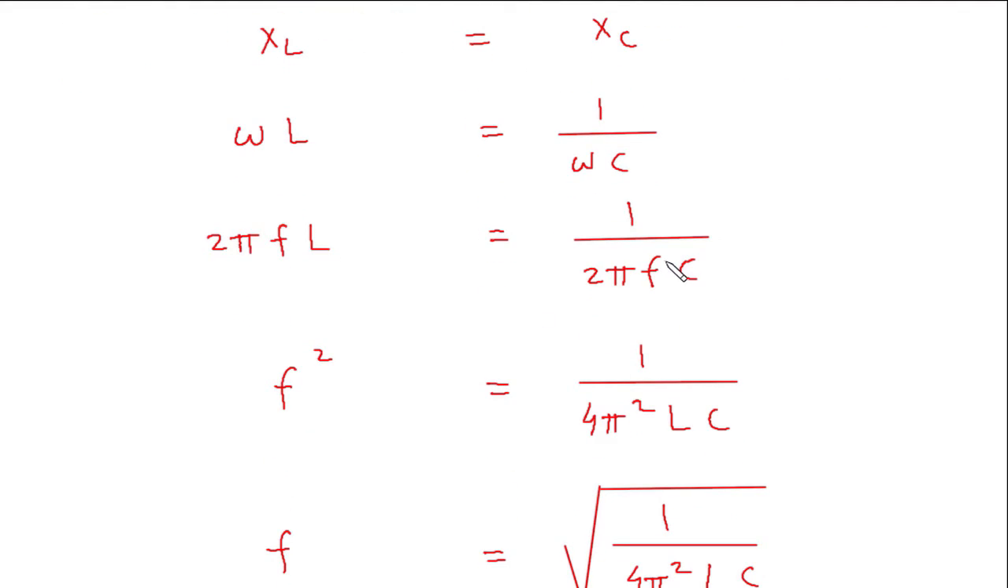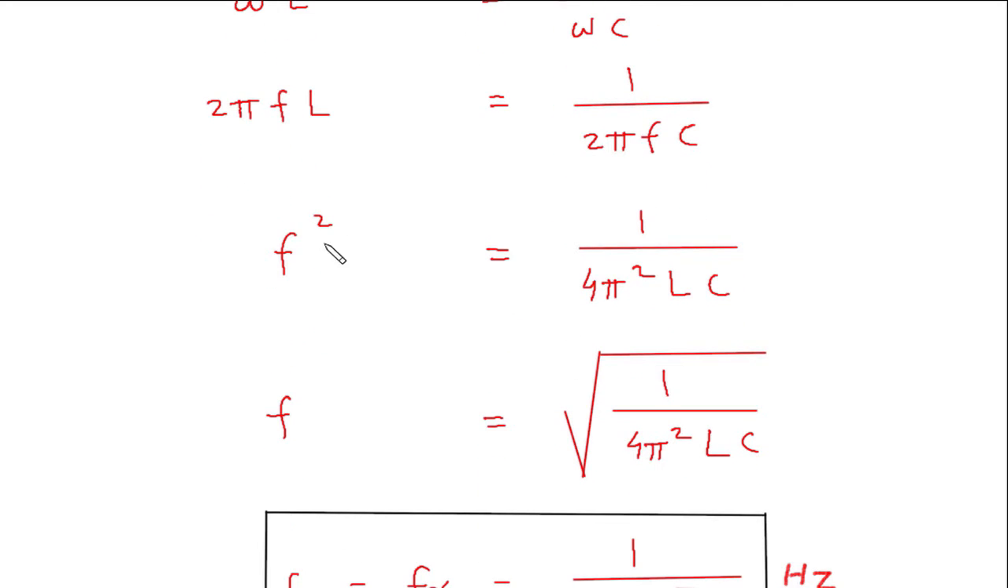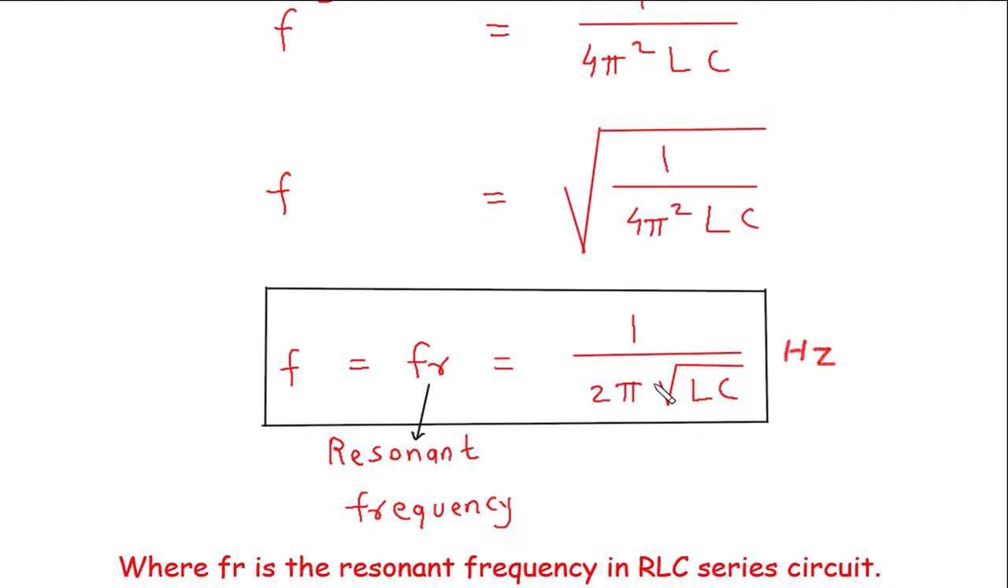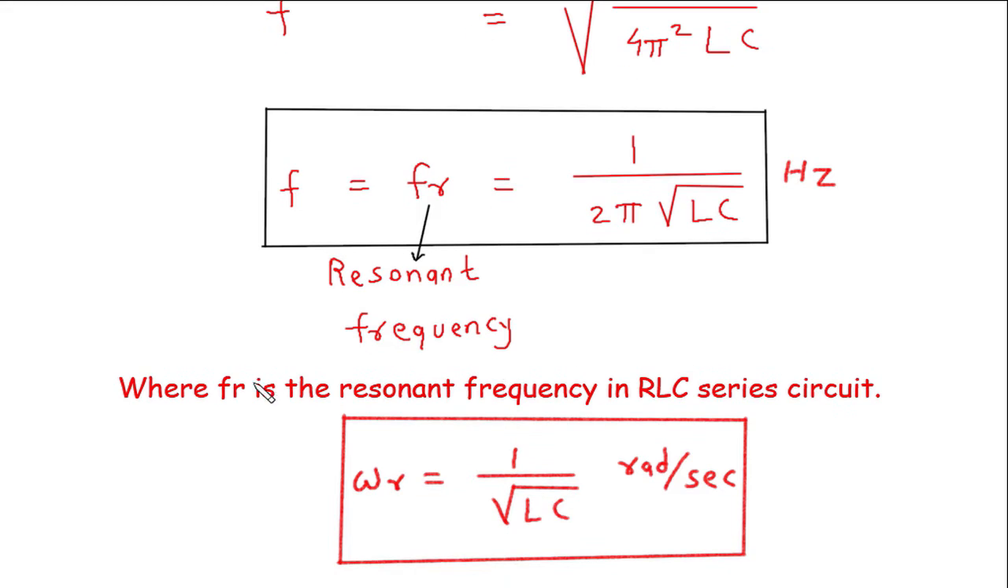So from this we can calculate f square is equal to 1 upon 4 pi square LC, and from this f is equal to under root of 1 upon 4 pi square LC. So therefore this frequency will be the resonant frequency. So f is equal to fr is equal to 1 upon 2 pi under root LC. The unit of frequency is Hertz, where fr is the resonant frequency in an RLC series circuit.